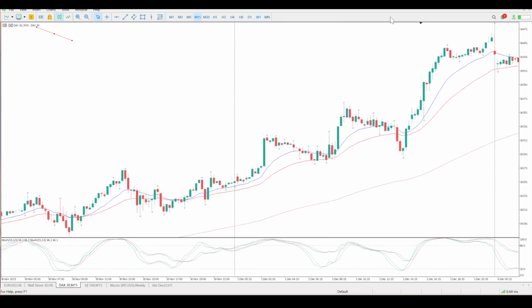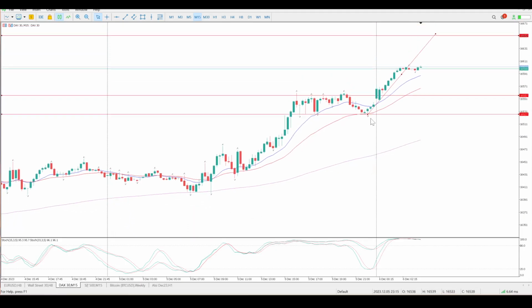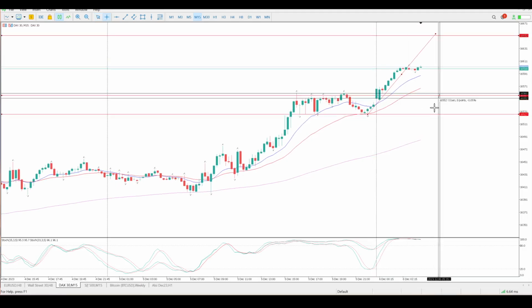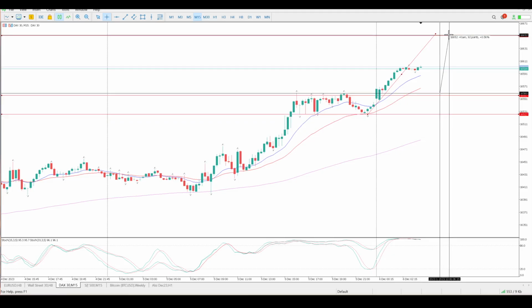Okay, so that is me for this morning. Looking for a pullback onto structure, build the base, and then a nice juicy long with a stop of probably 50-odd points with a move of 92, 93 points.